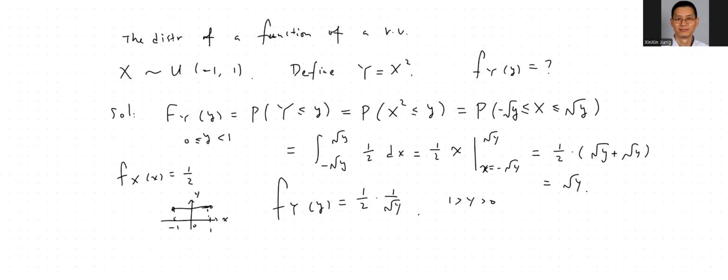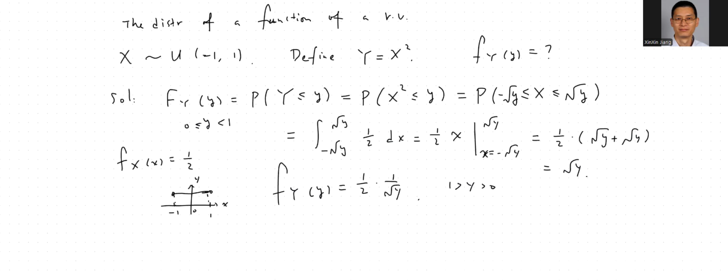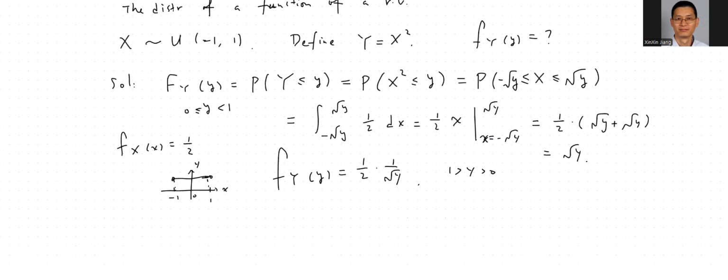So that's the basic technique. You have two CDFs. This one is not really a CDF, but it has something to do with the CDF. You can consider this capital F of square root y minus that.